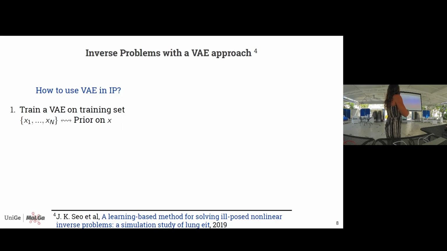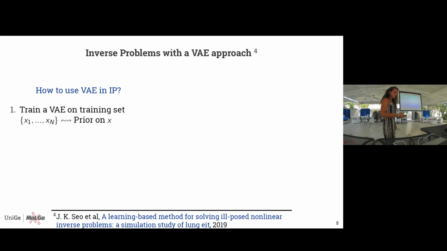Our approach is this one. We have two steps. In the first step, we train a variational autoencoder, that is a structure that I described before, on a training set x1, ..., xn of possible solutions. So this means giving the unknown x a sort of prior distribution. Because, for example, if we know that our solution x is a function with some properties, we choose the training set x1, ..., xn as functions with similar properties to our x.